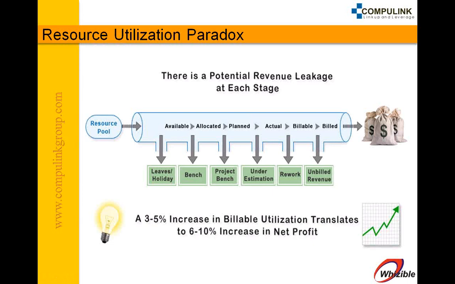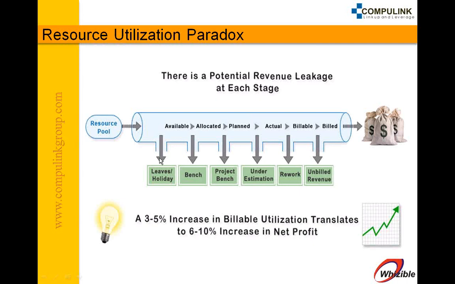Contrary to popular belief, all resources are not fully utilized in any organization. There is a potential revenue leak at each stage. If we take 100 people from any organization and assume that we bill them at a rate of $200,000, then we would expect $200,000 at the end of each month. But we know from experience that most companies would fail to realize this revenue of $200,000. And this is because there are revenue leaks at each step of the way. Let's quickly look at the revenue leaks.